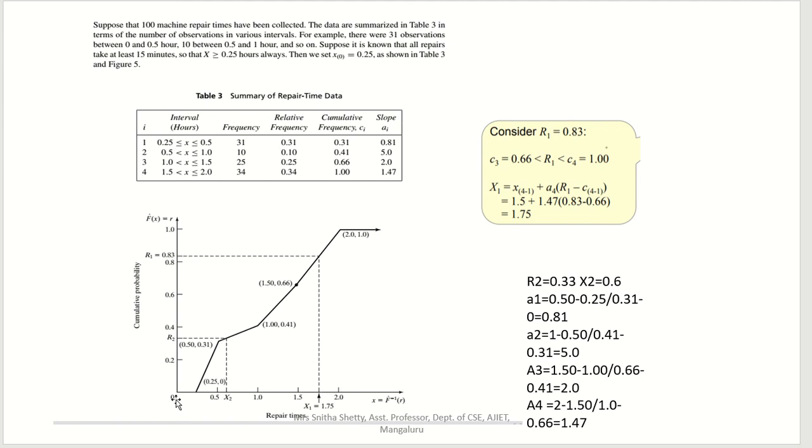Because this is the 0th interval. From here it starts from the first interval. Here the first interval is 0.31, so initially it is 0. Once you plot the graph, then generate the value for the slope a_i.